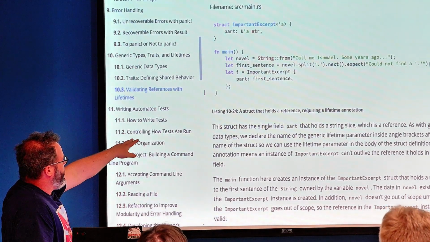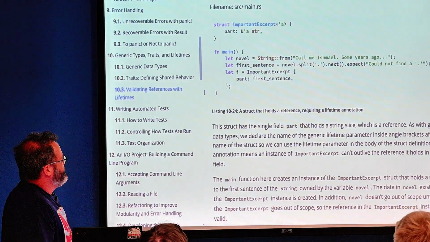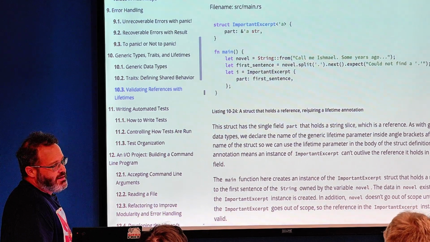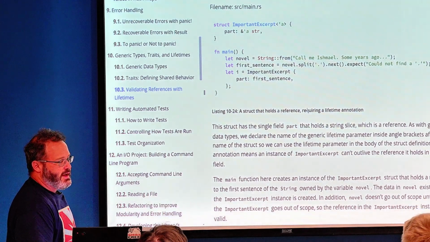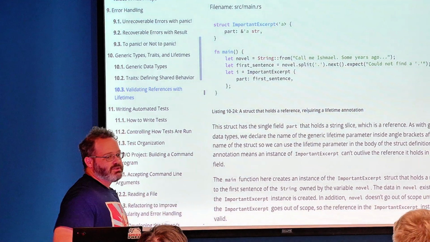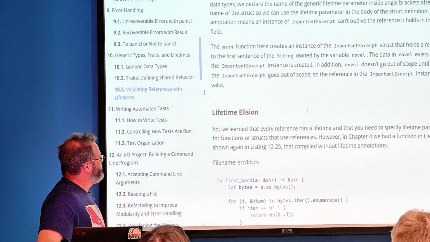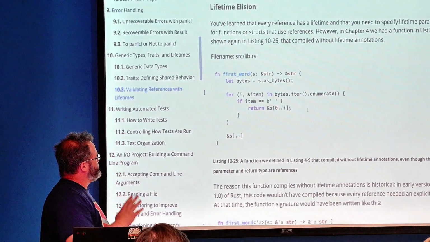And then we say let i equals important excerpt, and we're going to say the part is the first sentence. So now the struct is storing a reference to that part of that novel. And it has to live at least as long as the novel. Okay? Okay. So this is fun.